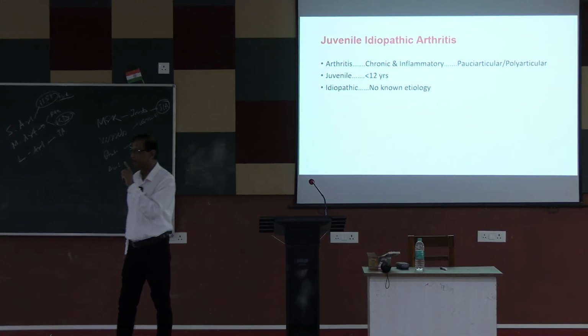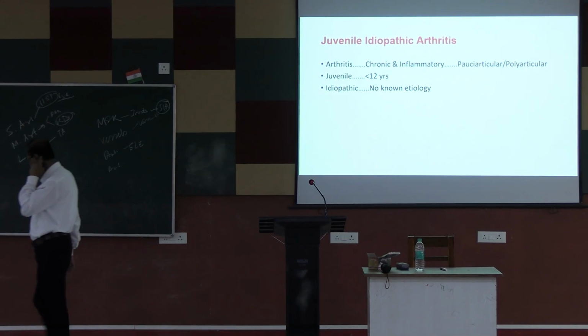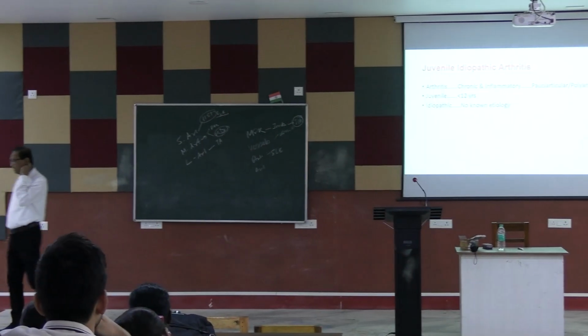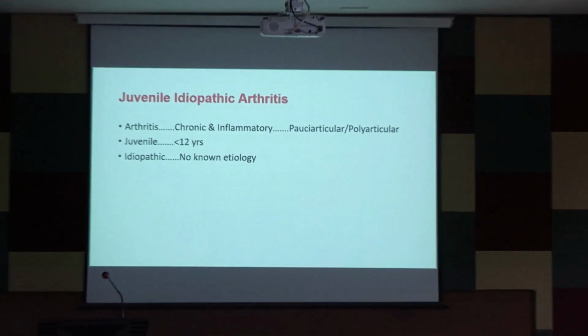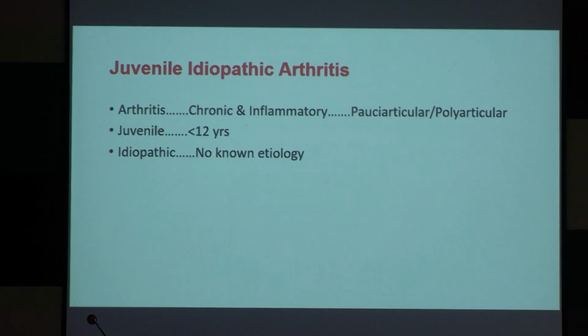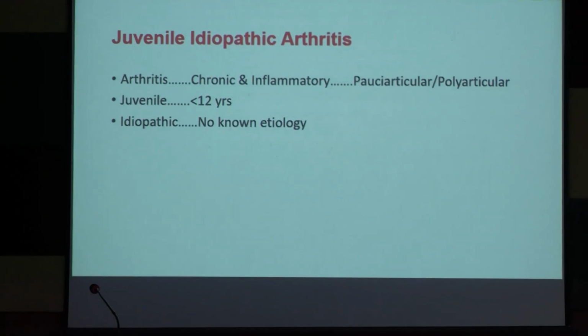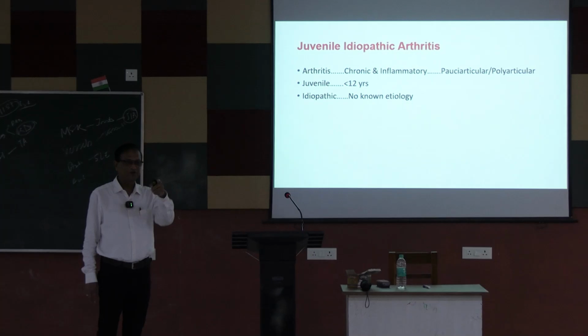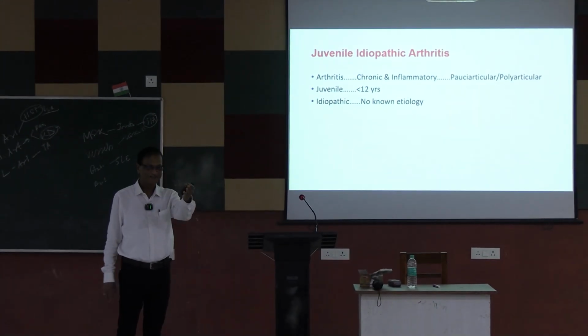So before labeling any patient with juvenile idiopathic arthritis, you will have to learn what is chronic arthritis, what is inflammatory arthritis, and lastly what is arthritis. Now, the question is: what is arthritis? What is a joint? Anatomy everyone has passed, so what does a joint mean?